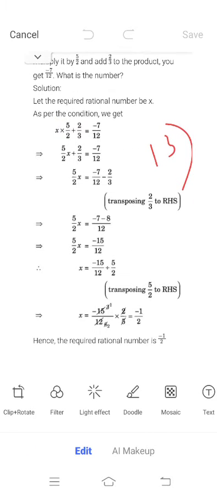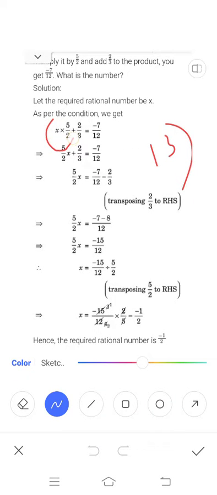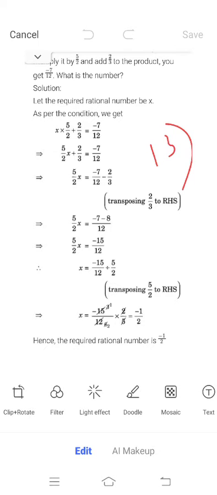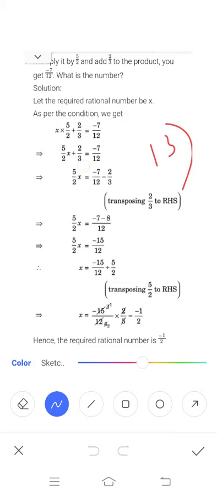So x into 5 by 2 plus 2 by 3, and what we will be getting? Minus 7 by 12. So this is nothing but 5 into x is 5x. 5x plus 2 by 3 is equal to minus 7 by 12. So this 2 by 3 you have to transpose to the other side.